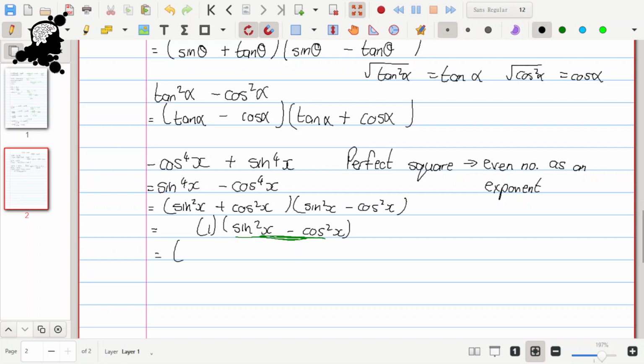So I can open 2 sets of brackets again. At this time, I'm going to have sine of x minus cos of x, and I'm going to have sine of x plus cos of x. There we have it. This is the final step. We have factorized the expression.